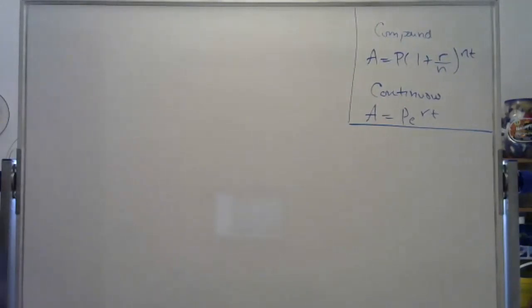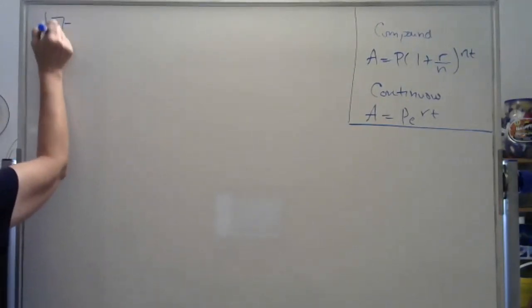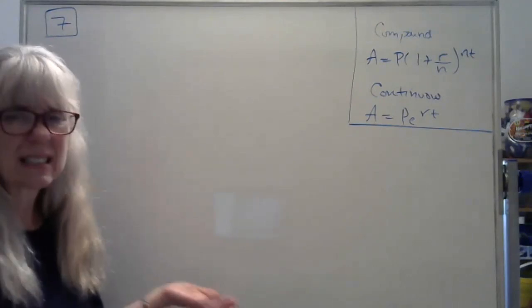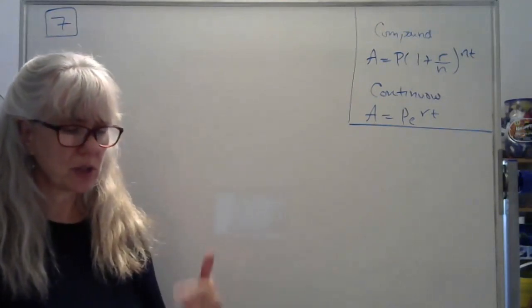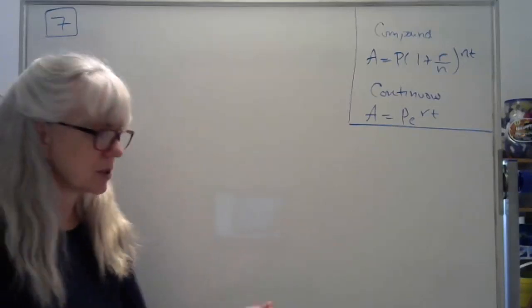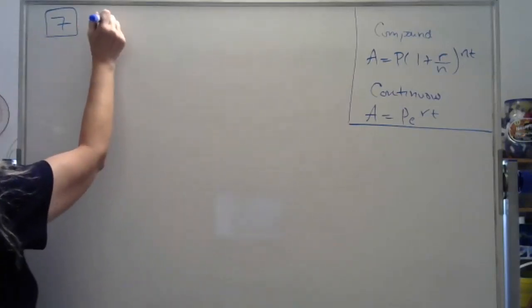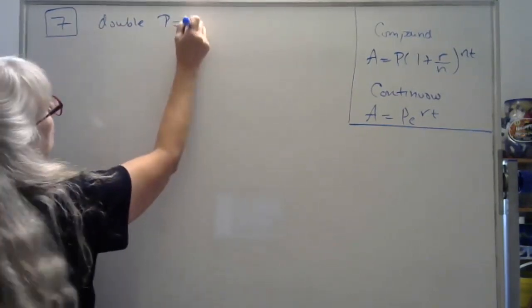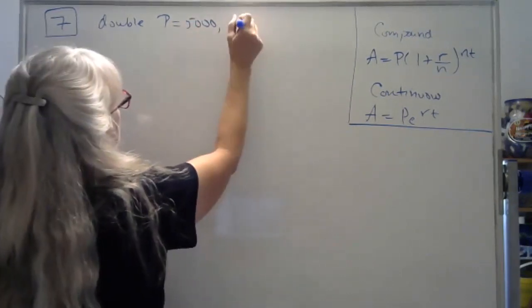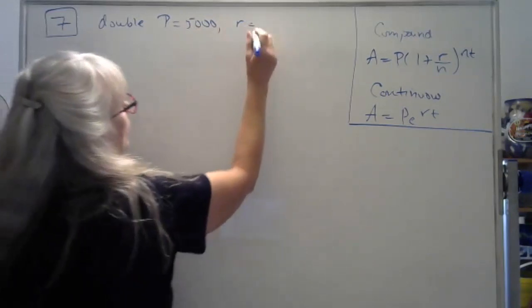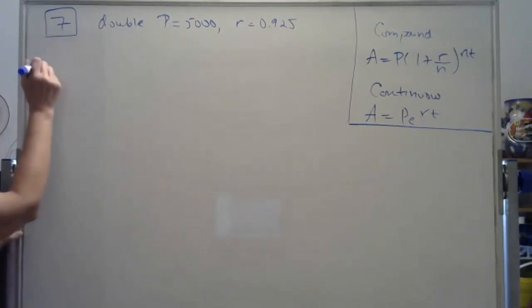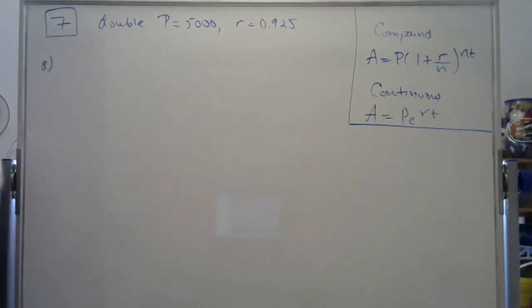Okay, so this is example 7. It's got multiple parts to it because we just want to see the effect of the compounding that's going on. So it says, how long will it take $5,000 to double if it's invested at 9.25% compounded? And then it's got several parts to it. So we want to double. We're starting off with $5,000. And the interest rate is 0.0925. And then part A is asking, if we're compounded annually.